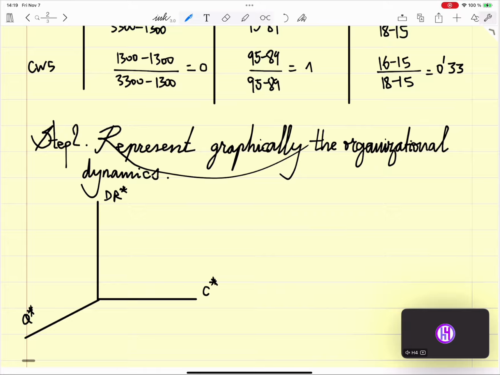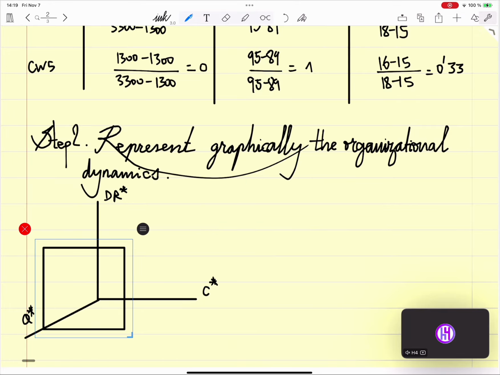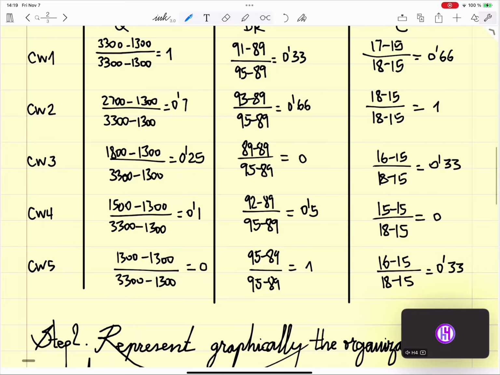are all the values in a little cube of side 1. Okay, so this is 1, 1, 1. Why? Because all the values are between 0 and 1.